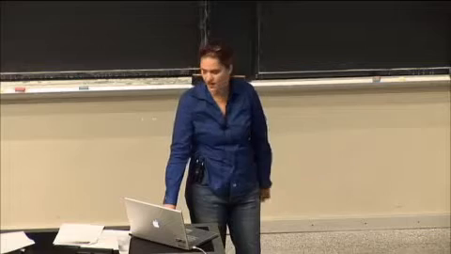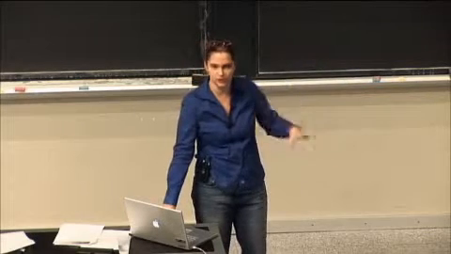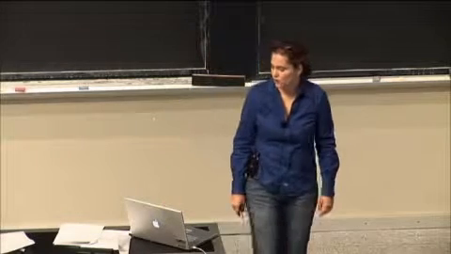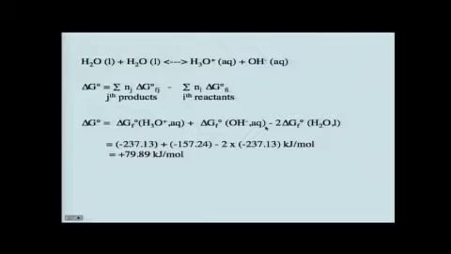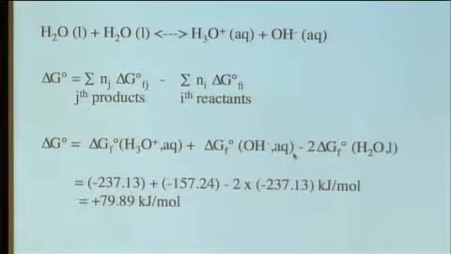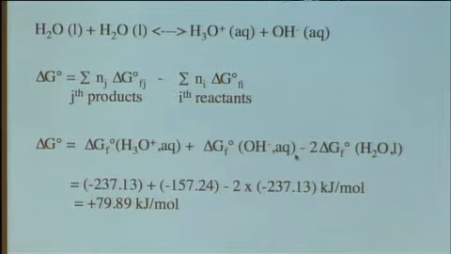So this is just a little review showing the relevance of material you've learned before to the material we're covering now. So we're going to pick one and just calculate the delta G. So we can look up these values of formation for our products and our reactants and plug them in, and we get a value for delta G naught of plus 79.89 kilojoules per mole. So we have a positive value here.